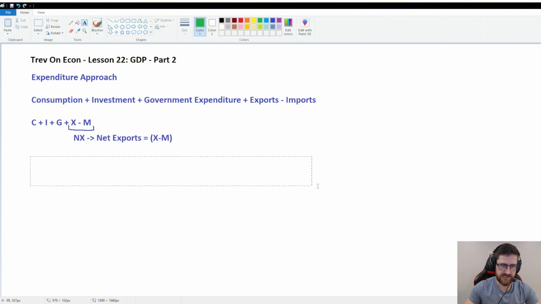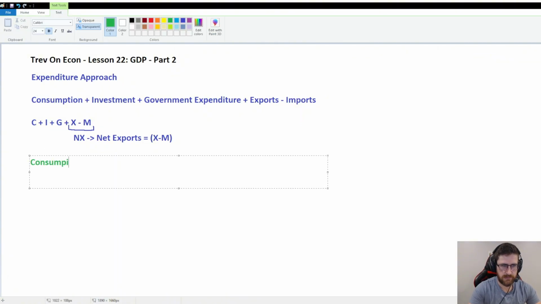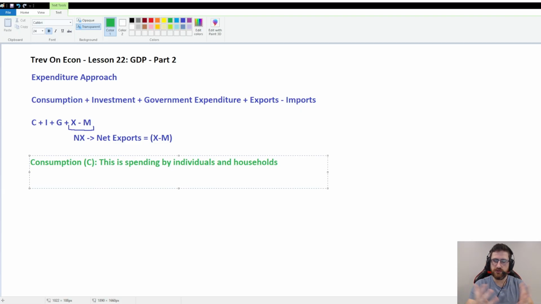So our first variable is consumption, which is C, all right? And this is spending by individuals and households. Right? So when you go to the store and buy groceries, that's consumption. When Jeff Bezos goes and buys a new yacht, that's consumption. Not a yacht, let's say. Then Jeff Bezos pays his electrical bill. That is consumption. When your family goes holiday shopping, that is consumption.